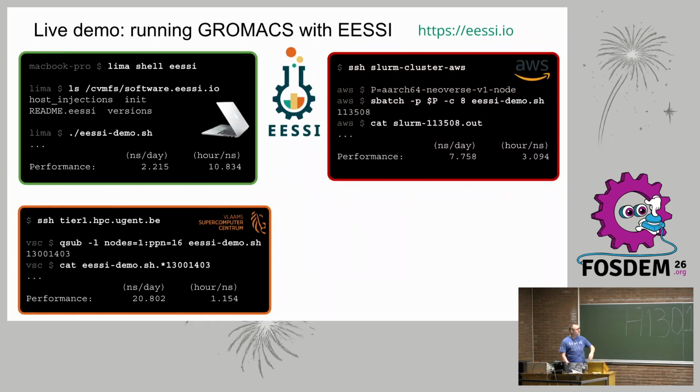You log into the cloud, where you may have a Slurm cluster. Here the P equals says I'm submitting this to an ARM partition. Again, I can run the same script, no changes needed. I just sbatch the script and it comes back with the results.